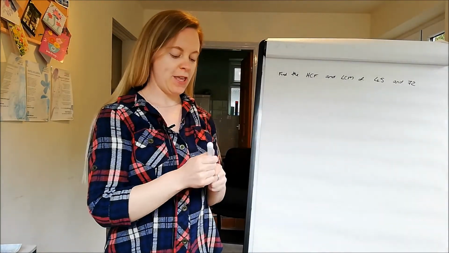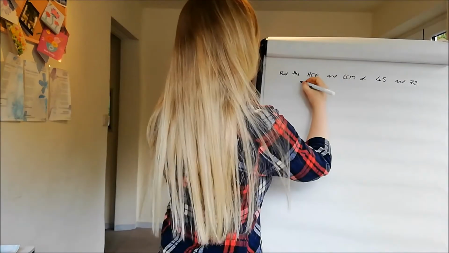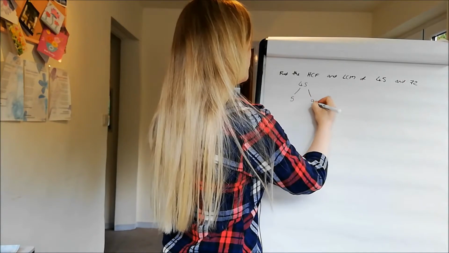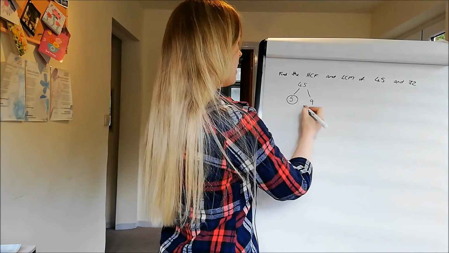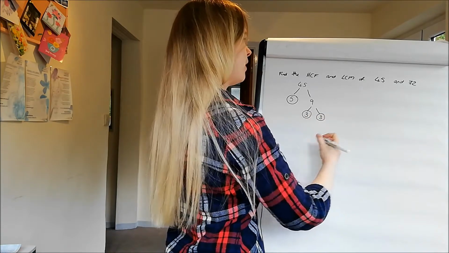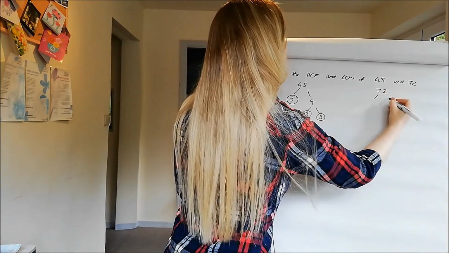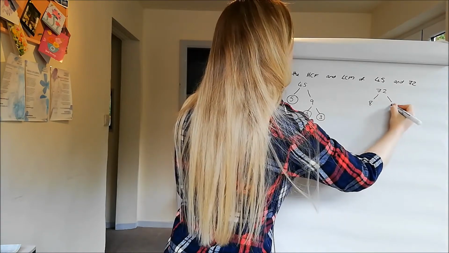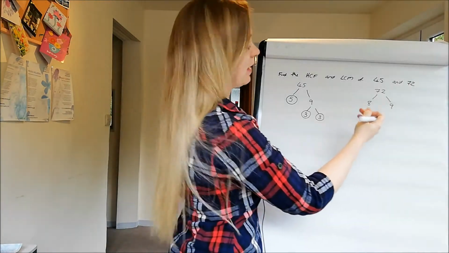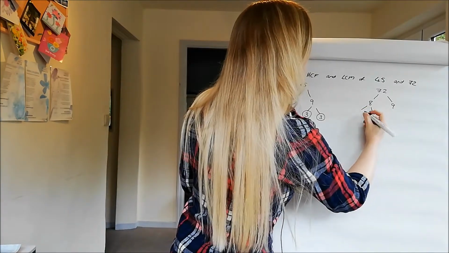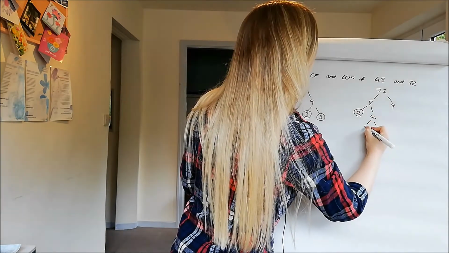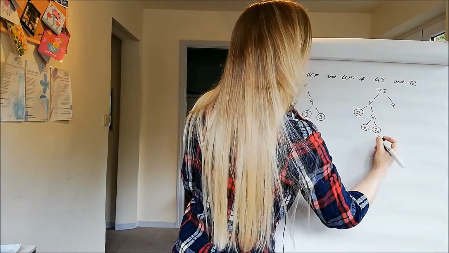Right, so let's have a look at this one. 45 is 5 times 9. 5 is prime. 9 breaks down into 3 and 3. 72 is 8 times 9. Doesn't matter if you went for two different numbers there, as long as they really do times together to give 72. 8 breaks down into 2, which is prime, times 4, which isn't. And 4 breaks down into 2 times 2.